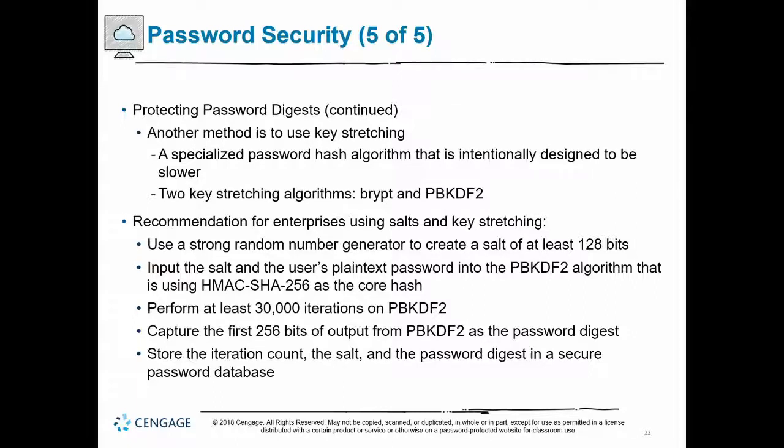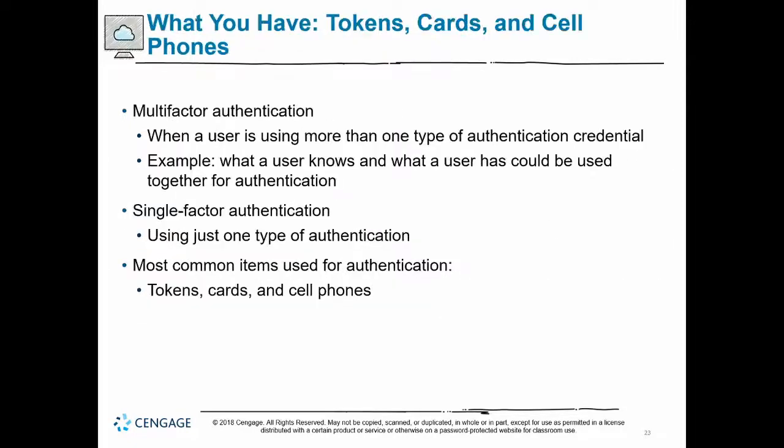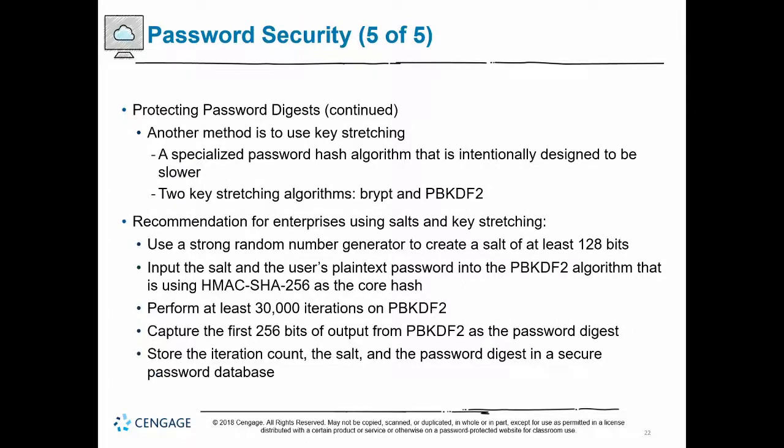Recommendation for enterprises using salting and key stretching: Use a strong random number generator to create a salt of at least 128 bits. Input the salt and the user plain text password into the PBKDF2 algorithm, using HMAC SHA-256 as the core hash. Perform at least 30,000 iterations. Capture the first 256 bits of output, and then store the iteration count and salt in the password digest in a secure password database.